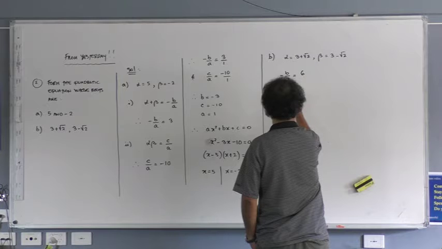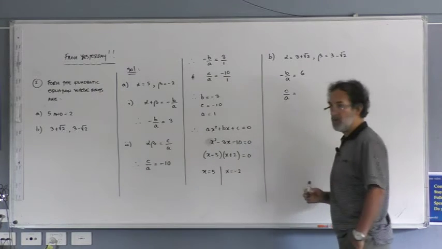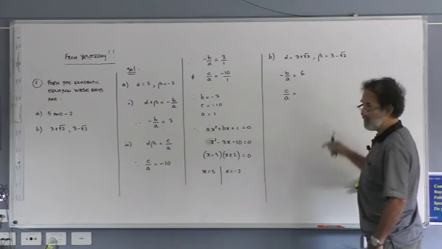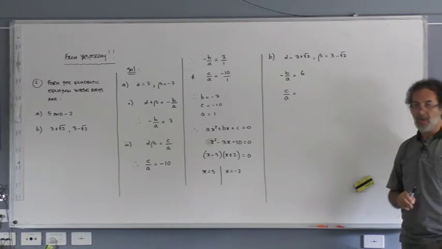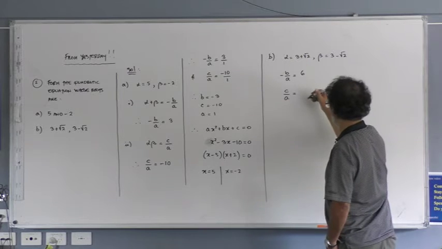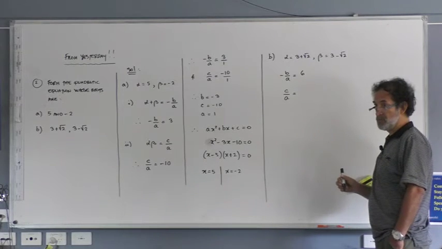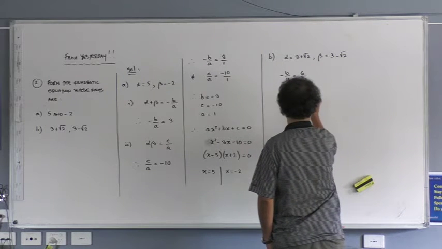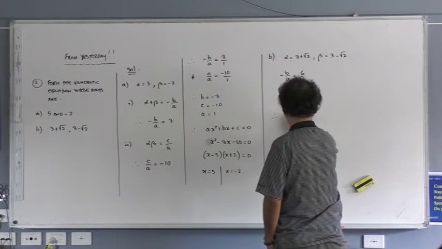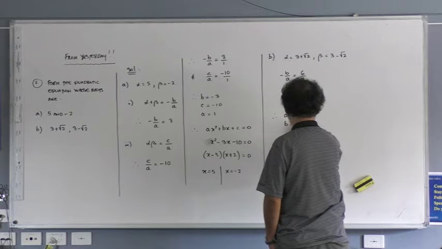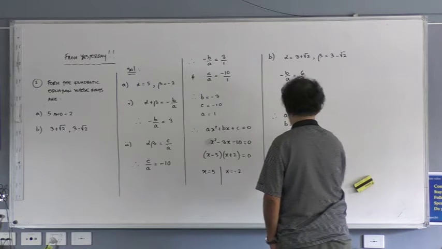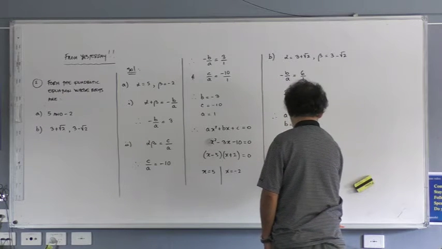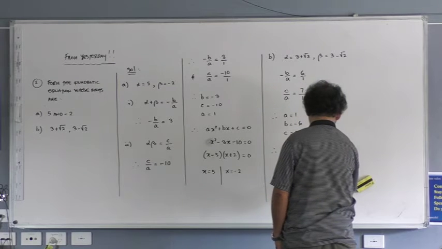And then if you do C over A, we know that C over A is the multiplication of them. When you do the multiplication, can you see that we're going to have the difference of two squares? So we're going to have 3 squared, which is 9, minus 2. The answer is going to be equal to 7. And again, I'm going to put this over 1. So therefore we have that A is equal to 1, B is equal to -6, and C is equal to 7. So my equation is x squared minus 6x plus 7 equal to 0.